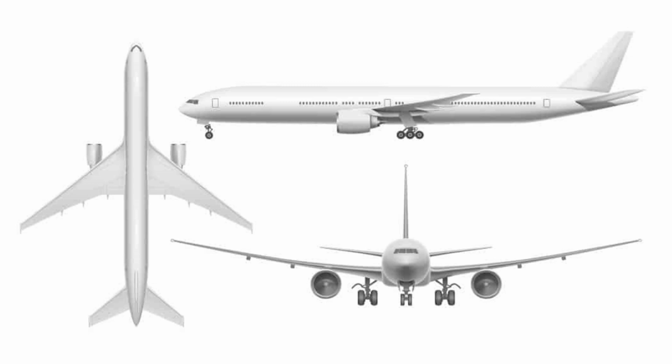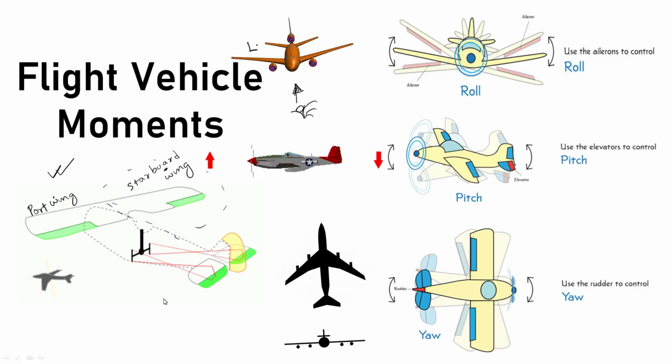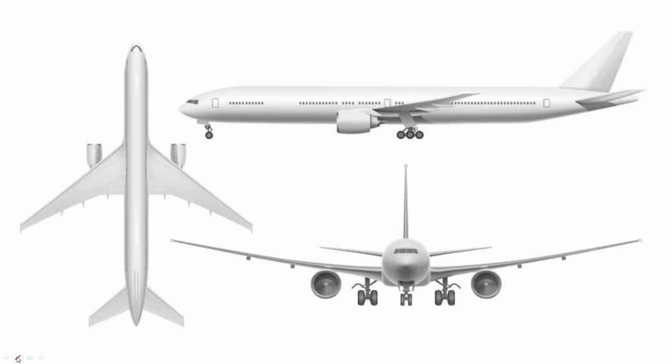Are you aware of that? Yes, ma'am. Very good. So the left one is the port wing and the right one is the starboard wing. Remember, the side you are boarding into the flight is the port wing. The other side is going to be the starboard wing. Clear?